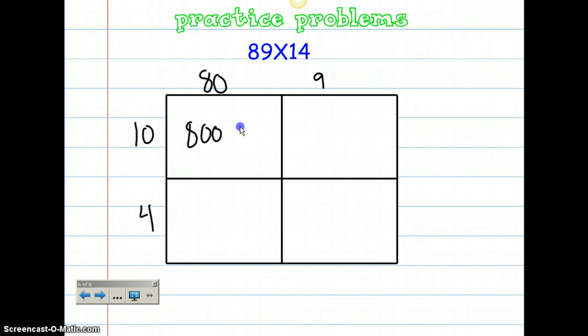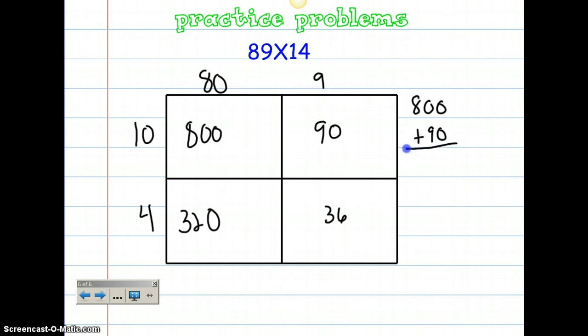Okay? Then I'm going to look 9 times 10. Well, I know that's 90. 8 times 4 is 32. And I'm going to place that 0 on the end. And 9 times 4 is 36. Now, 800 plus 90. And I'm going to do 320 plus 36. I'm going to add those two together.